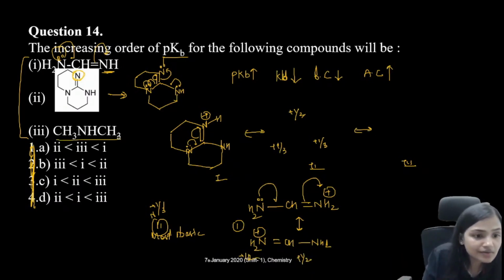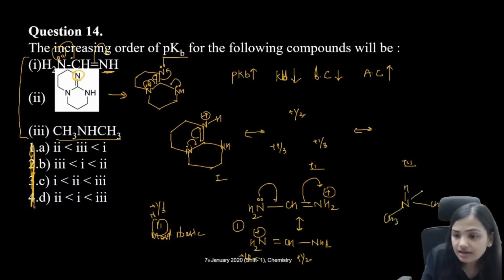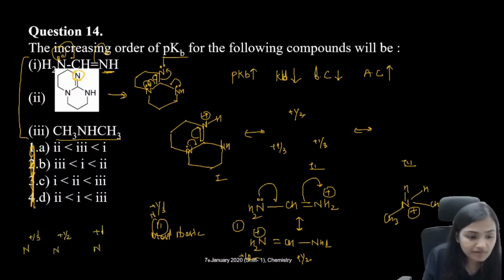Okay, and here if you see the third structure, this is NH, this is methyl and this is methyl, and if this accepts the H positive, we will be getting this. Here we have plus 1. So nitrogen with plus 1 by 3, nitrogen with plus 1 by 2, and nitrogen with plus 1. Which is more stable? Guys, nitrogen with lower charge is more stable. If it is more stable, this is most basic. So ultimately I can say that 2 is most basic, then the first, then the third.